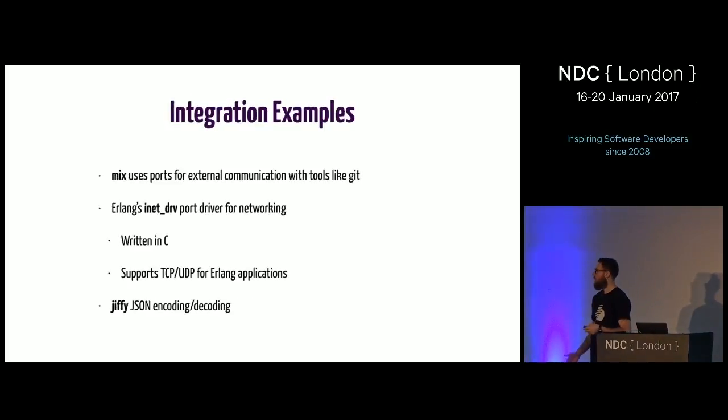Some integration examples: the mix tool with Elixir uses ports. If you have a dependency in your application that uses Git, it will use the Git on your system to fetch the dependency. Another example is the inet driver in Erlang. It is a port driver which allows you to do networking, TCP, UDP, all that kind of stuff, and of course it's written in C as well. An example of a NIF is a library called Jiffy, a really nice library that does JSON decoding and encoding, and that's all implemented in C as well.